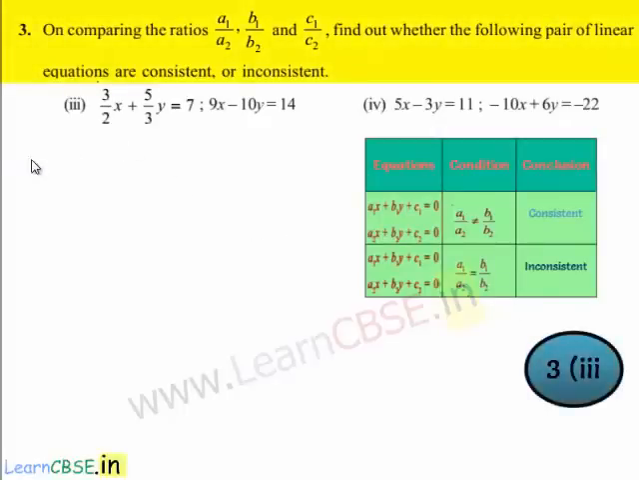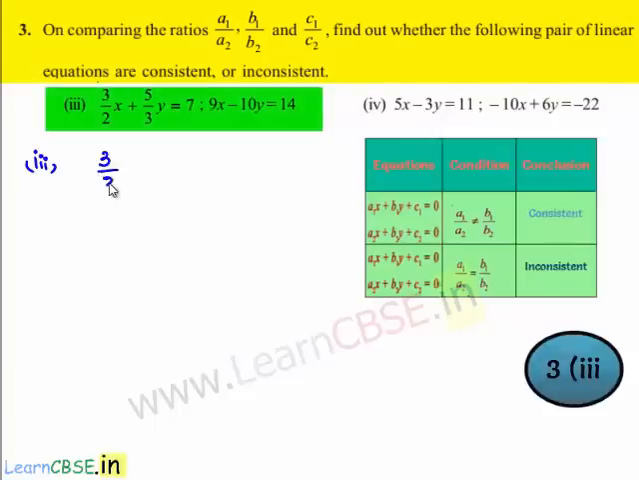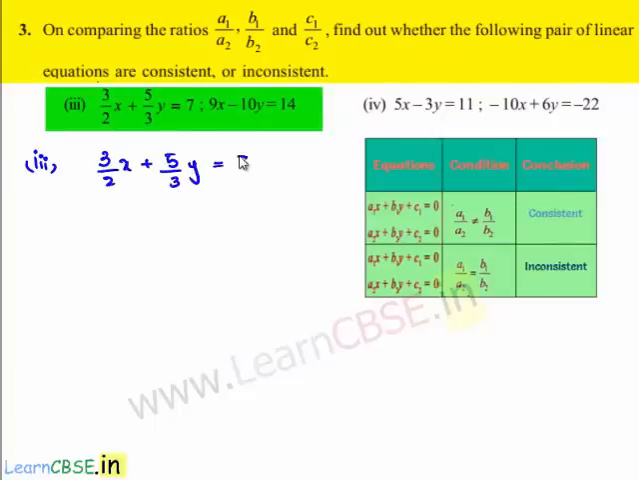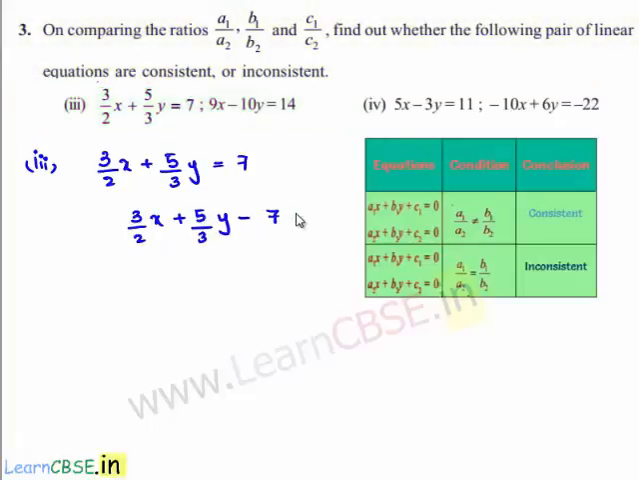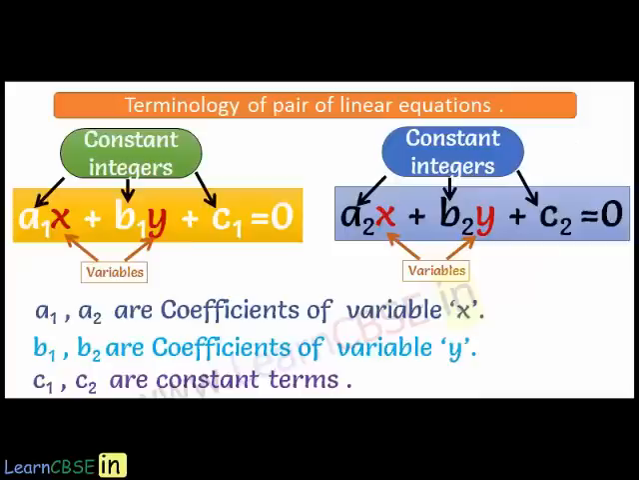Now coming to the third bit, the given set of linear equations are 3 by 2x plus 5 by 3y is equal to 7. This can be written as 3 by 2x plus 5 by 3y minus 7 is equal to 0. This is equation number 1. And the second equation is 9x minus 10y is equal to 14. This equation can be written as 9x minus 10y minus 14 is equal to 0. This is equation number 2.